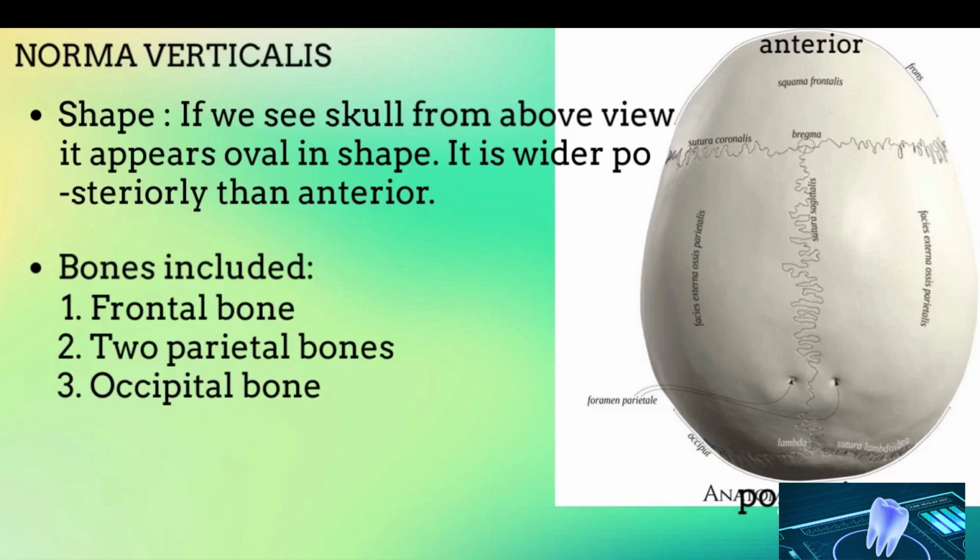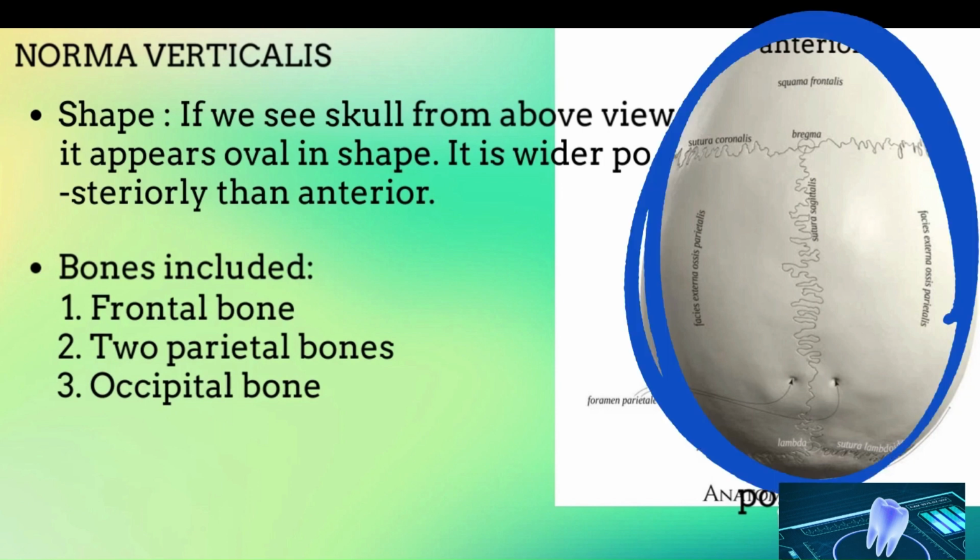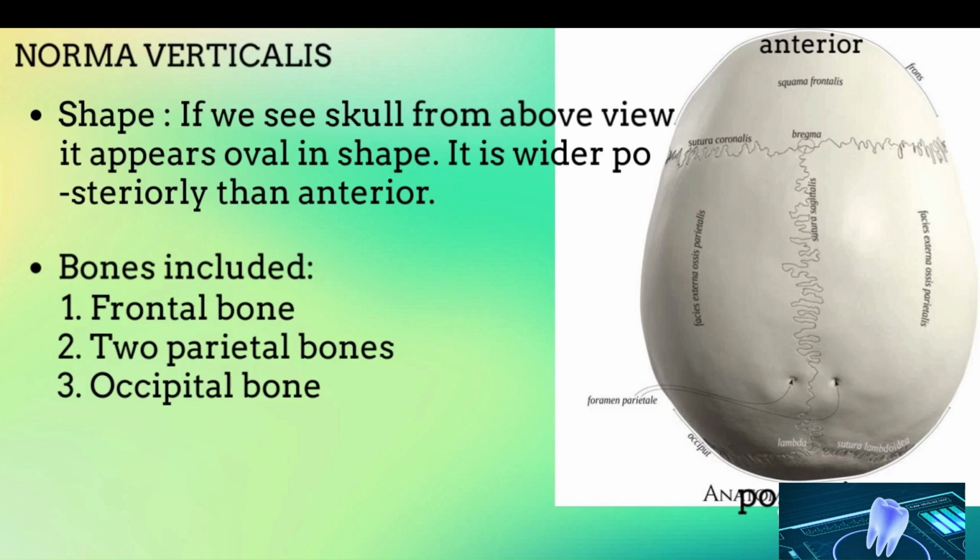Now, let's get started with Norma Verticalis. If we talk about Norma Verticalis, where it is situated and how it appears, for that we have to see it from above. When it is seen, it appears oval, which is wider posteriorly than anteriorly. Okay, the skull appears oval in shape, right?